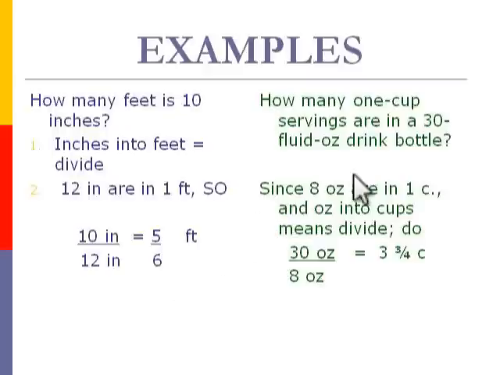Let's look at another example. How many 1-cup servings are in a 30 fluid ounce drink bottle? Well, we want to divide by 8 because there are 8 ounces in a cup. We are going from what we have, which is fluid ounces, into cups. So we want to divide. So again, we're going to use our division sign. This time what we have is not only a reducible fraction, but we have an improper one. So we would reduce and rename, and we would have an answer of 3 3/4 cups.